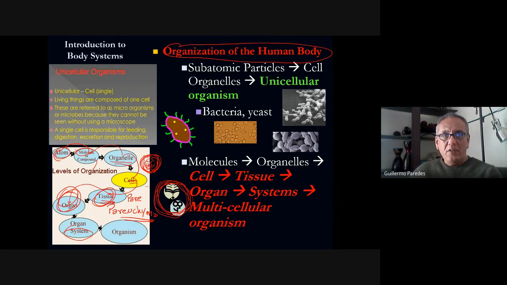So those are different organs. The duodenum and the stomach is not the esophagus. The esophagus is not the stomach. So each of these is an organ. So each organ, a group of organs, is going to create a system.